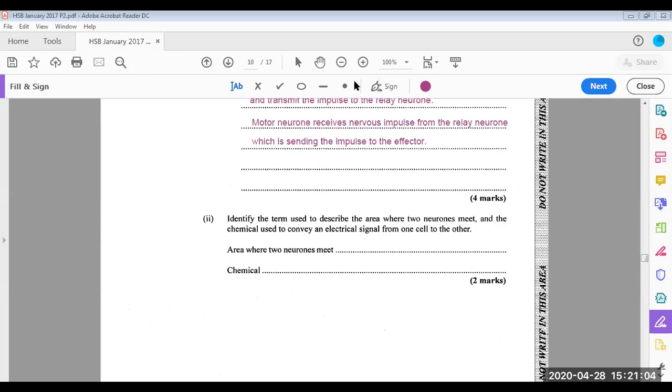Identify the term used to describe the area where two neurons meet and the chemical used to convey an electrical signal from one cell to another. So synapse would be when two neurons meet. You have that gap between them. That which carries the message across is neurotransmitter. All right.